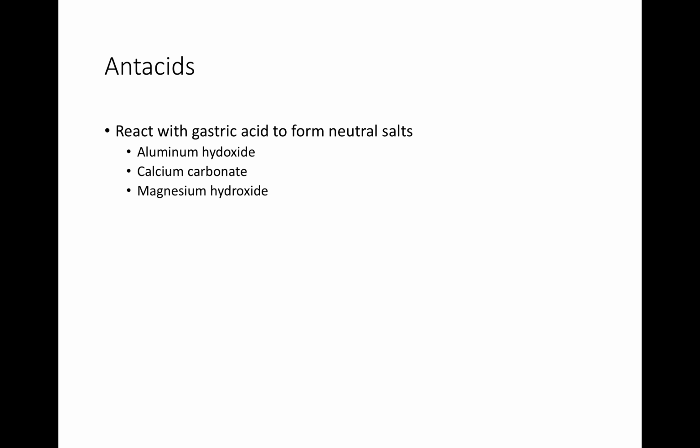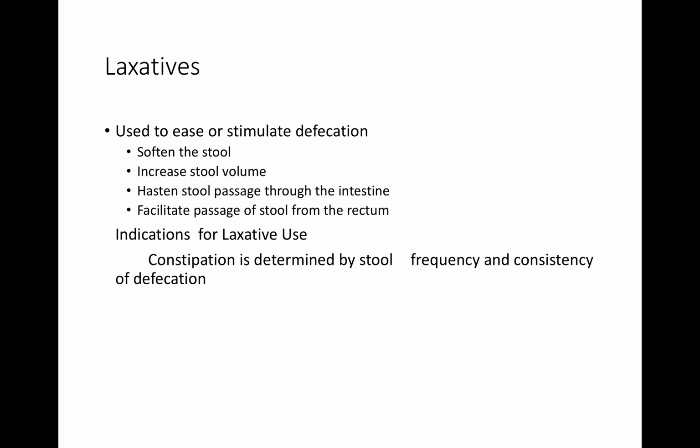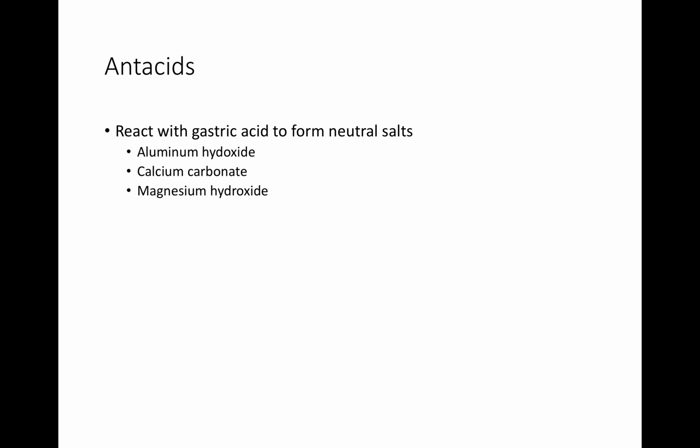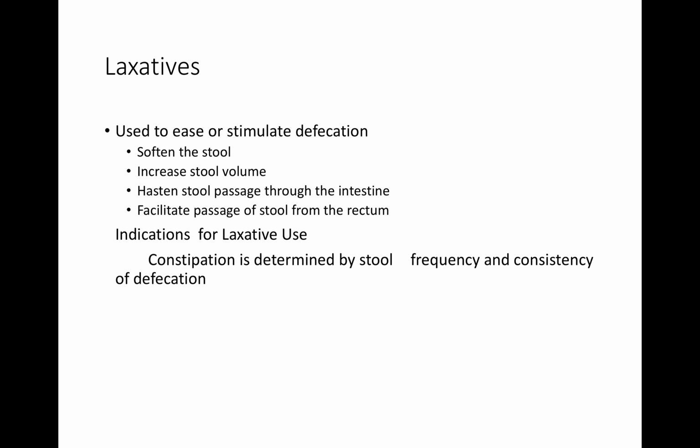And then we have to talk about our antacids. We know what that is. It reacts with gastric acid to form neutral salts. It's going to neutralize that acid. And these are the three most common: aluminum hydroxide, calcium carbonate, and magnesium, which you can all buy, all of these in the store, over the counter.